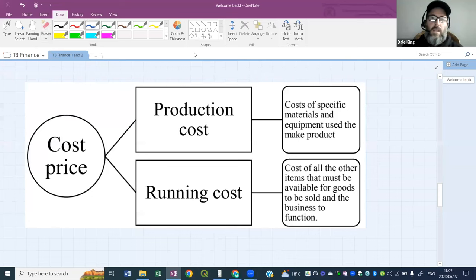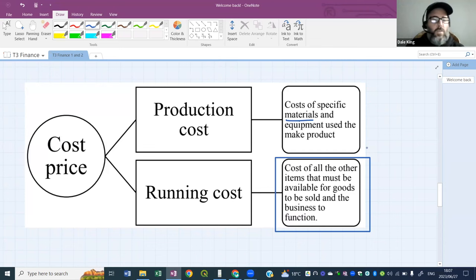Now, this one underneath here, the running cost, this is the cost of all the other items that must be available for goods to be sold, for the business to function. So this doesn't necessarily mean that there are things going into producing your product. These are things on the side, outside of the production items or materials. Not materials that go into your product, but these are things that cost you in running your business.